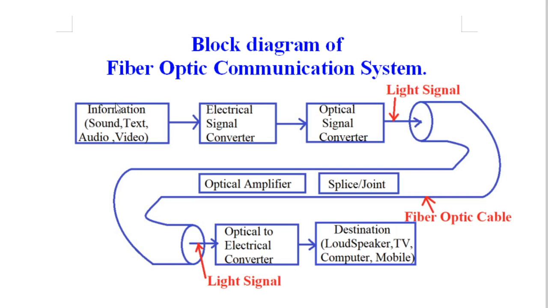So in both the communications, information and destination is fixed. So information is nothing but your sound signal, or in the form of text signal, or audio signal, or video signal, and audio and video mixed together. So that is called your recording of the scene.